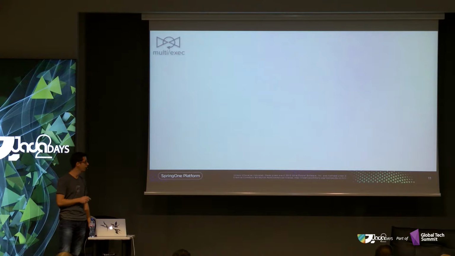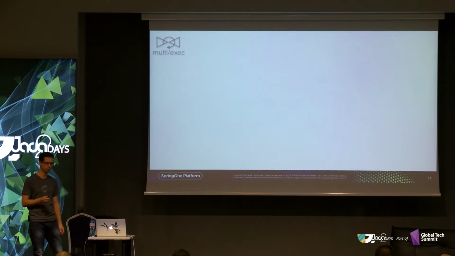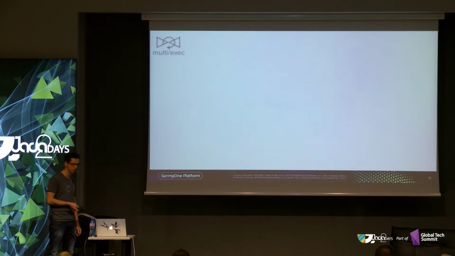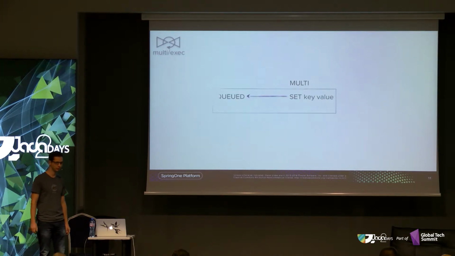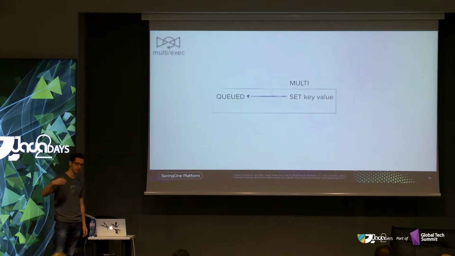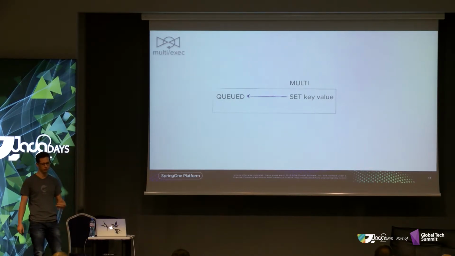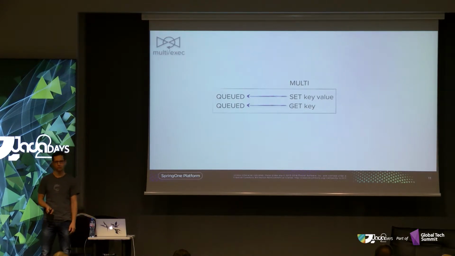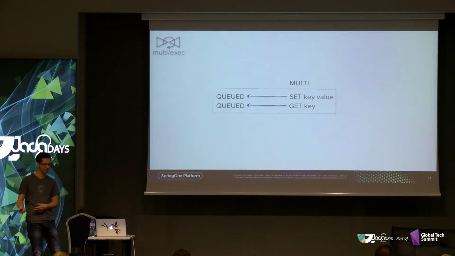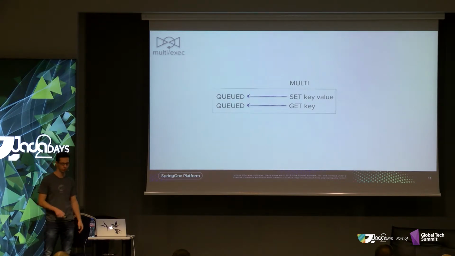Okay. And as I promised, we'll have a really short look at transactions within Redis. You start a transaction by issuing a multi command, and every succeeding command you send after that gets queued on the server. So the answer to a set command won't be OK as you would expect, but rather, hey, I just queued that for execution later on. And the same applies to a get command.